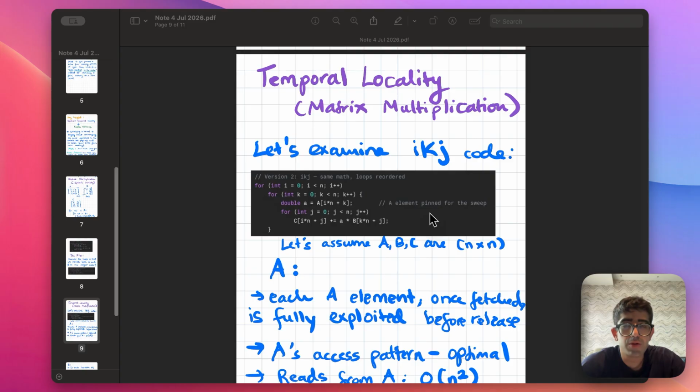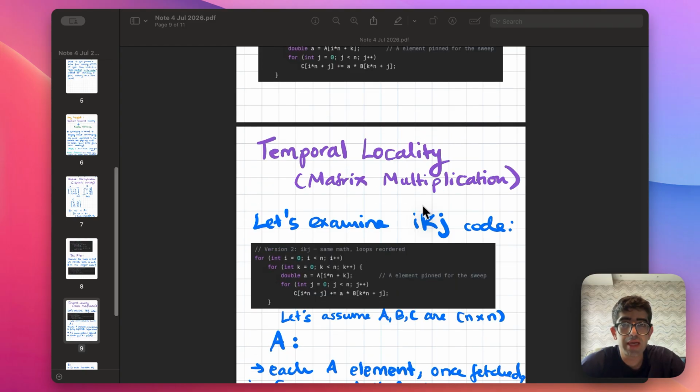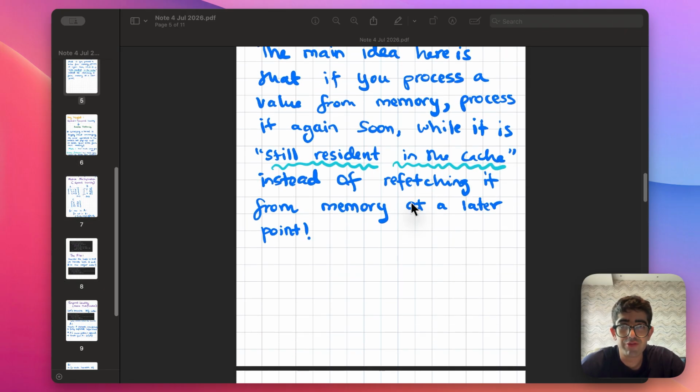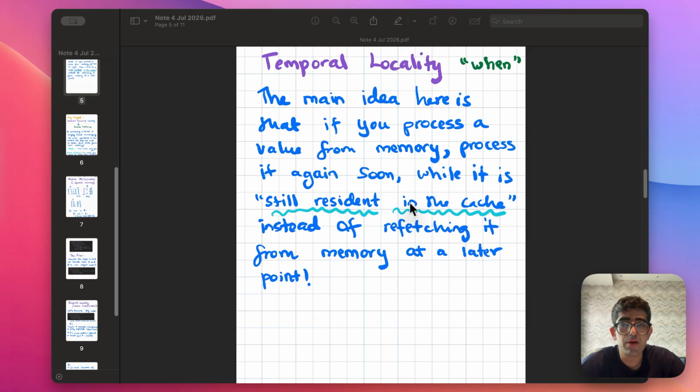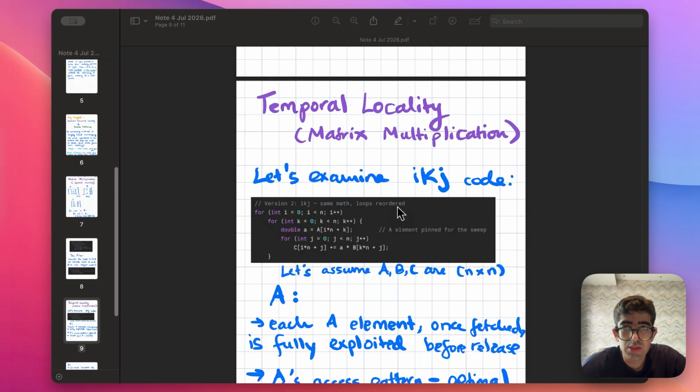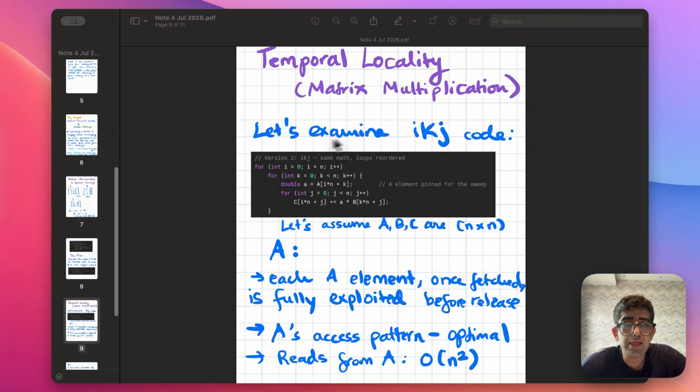Okay, so now that we have optimized the matrix multiplication kernel from a spatial locality perspective, let's examine how this code holds up through the temporal locality lens. And just to recap what temporal locality is, let's go to the definition again. The main idea here is that if you process a value from memory, process it again soon if it needs to be processed later, and process it while it is still resident in the cache instead of refetching it for a later use.